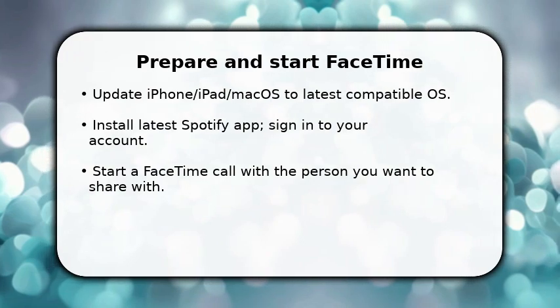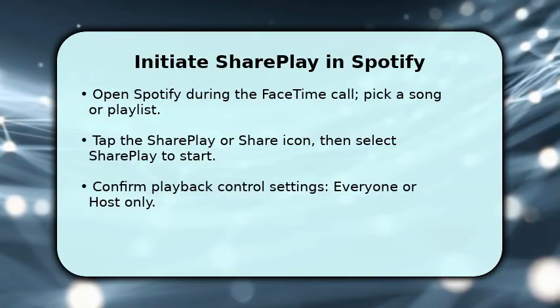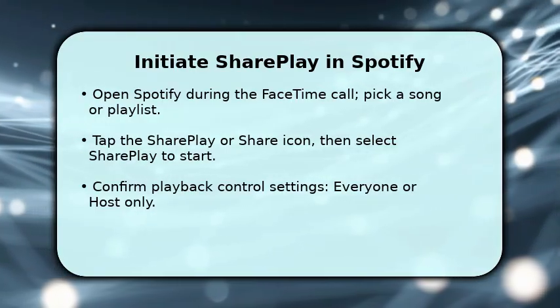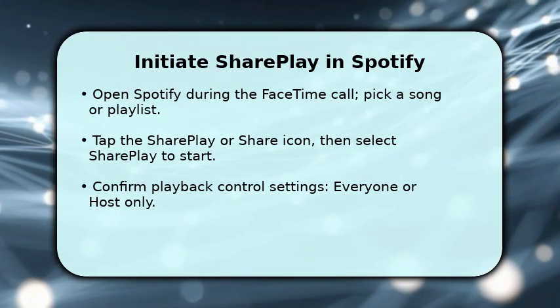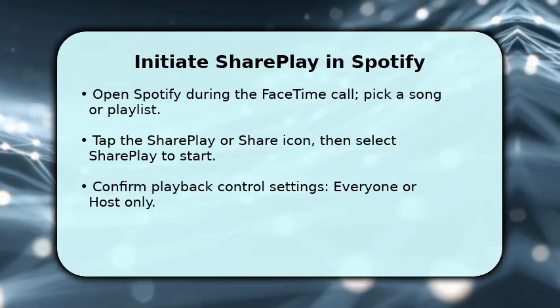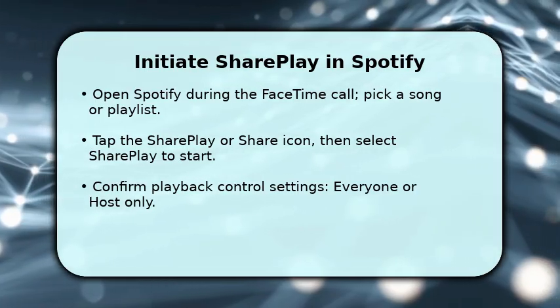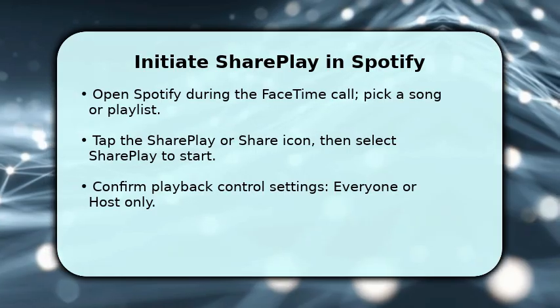You now select the music you want to share and trigger SharePlay directly from the Spotify app. With FaceTime running, pick a song, album, or playlist. Tap the contextual menu or the share icon and choose SharePlay. Make sure you allow Spotify to use SharePlay when prompted by the system. Once started, playback will sync for all participants.